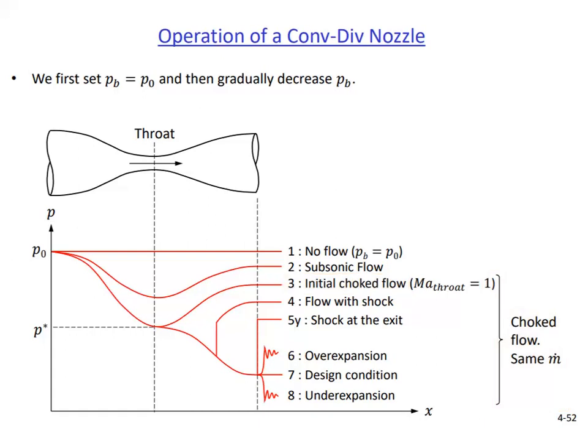In order to determine the full operation details of this duct, we need to determine the back pressures corresponding to cases 3, 5Y, and 7. These are the limiting pressures separating different flow regimes. Between cases 1 and 3, the flow is subsonic in the duct. Between cases 3 and 5Y, there is a shock wave in the diverging part of the duct. Case 7 is the important design condition. Overexpansion occurs between cases 5Y and 7, and finally underexpansion occurs below case 7.